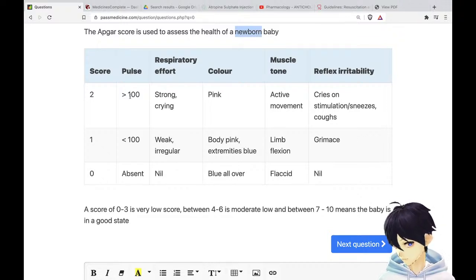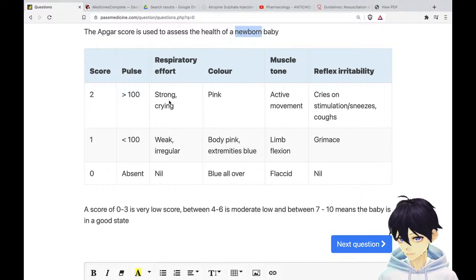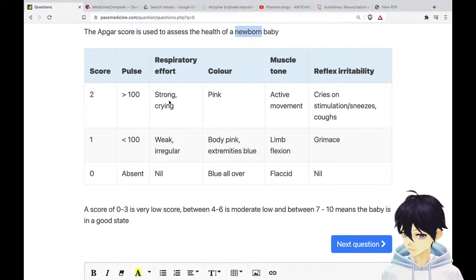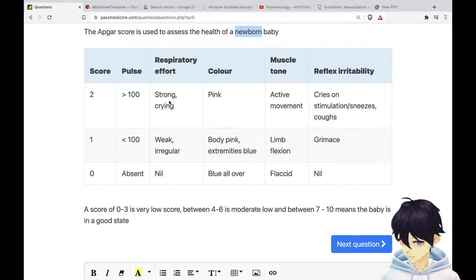There's pulse, more than 100 is a score of 2. Less than 100, score of 1. Absent, score of 0. Respiratory effort, strong or crying, score of 2. Weak or irregular, score of 1. And nil or absent, score of 0. Color, pink, score 2. Body pink, extremities blue, score 1. Blue all over, score 0.